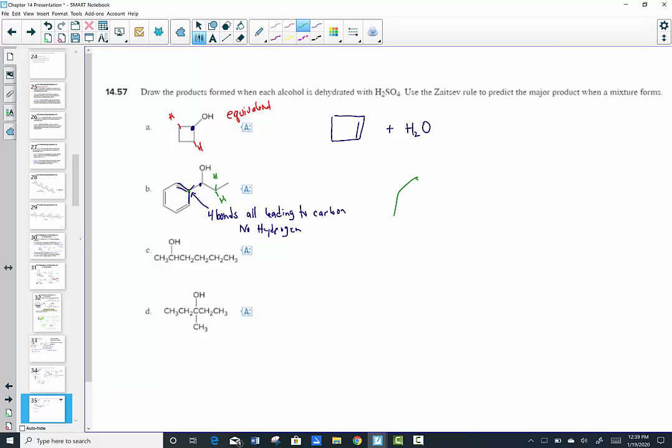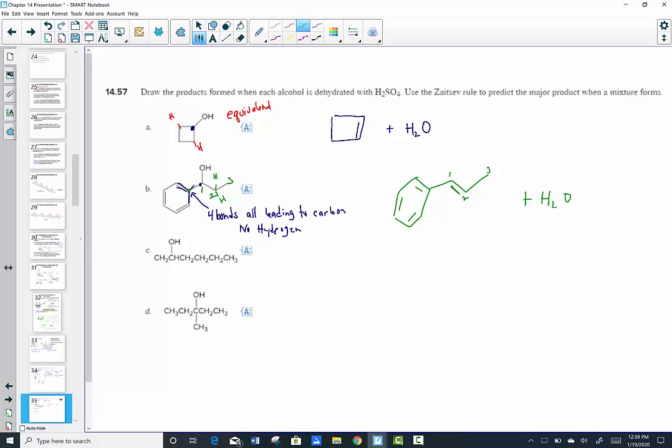So when I draw this product, the aromatic ring leads to a carbon. Notice there's 1, 2, 3 carbons in that chain, but the H and OH have been removed to form an alkene, splitting out a water between HOH from carbon 1 and 2 on that propyl chain.